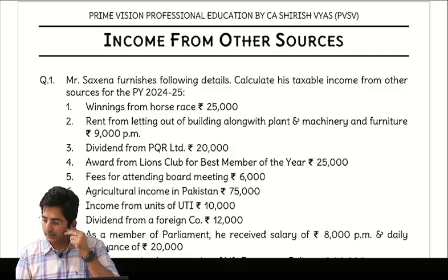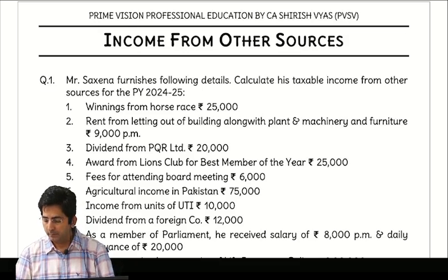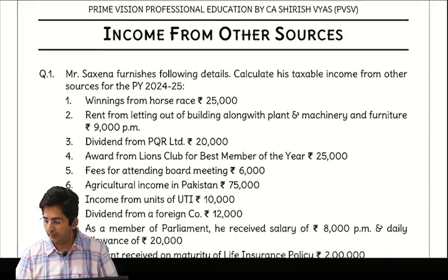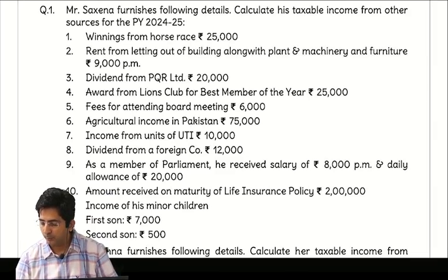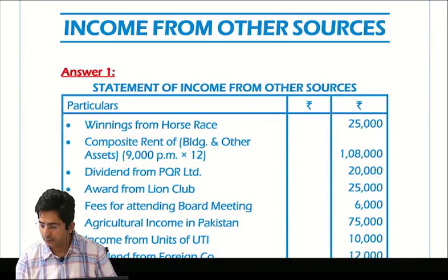Then agriculture income in Pakistan. Is this India or foreign? Foreign. So it will be taxable. Then income from units of UTI, taxable. Dividend from foreign company, taxable. Then as a member of parliament, he received salary of 8,000 per month, daily allowance of 20,000. See how to present this. Look here, I will show you the presentation of this.